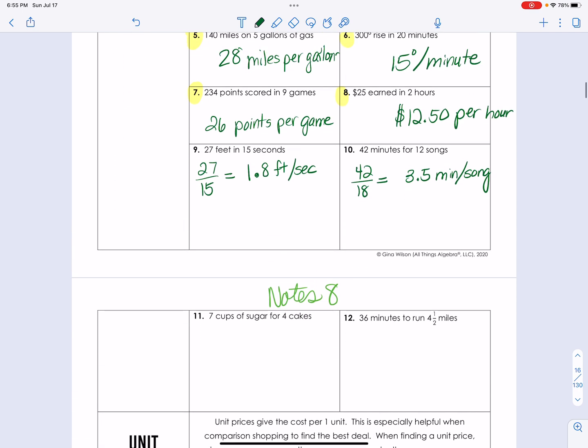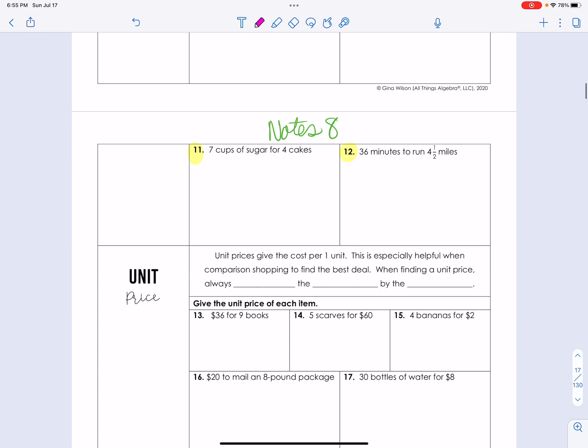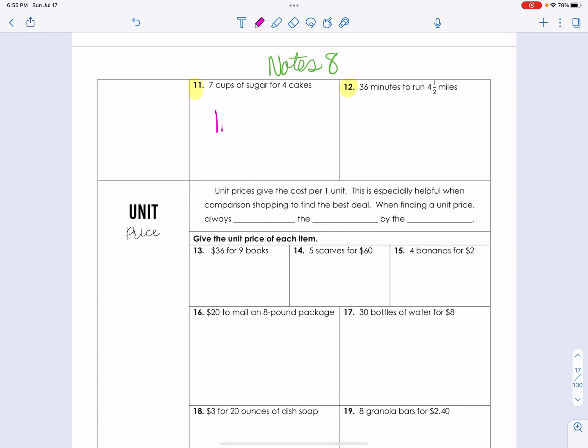So I would like you to pause the video, and I would like you to do 11 and 12. Pause. All right, the answer for 11 is 1.75 cups per cake. And then the next one would be 8 minutes per mile. Just a mile. Okay, so you're making them a unit rate. So you're making them out of 1 mile, 8 minutes per 1 mile, 1.75 cups per cake. So you're finding out how much is in 1.